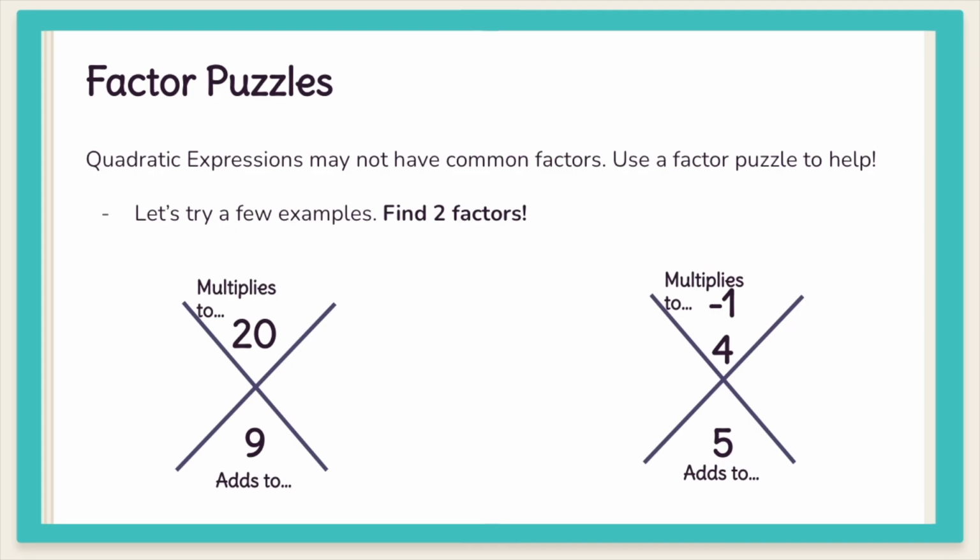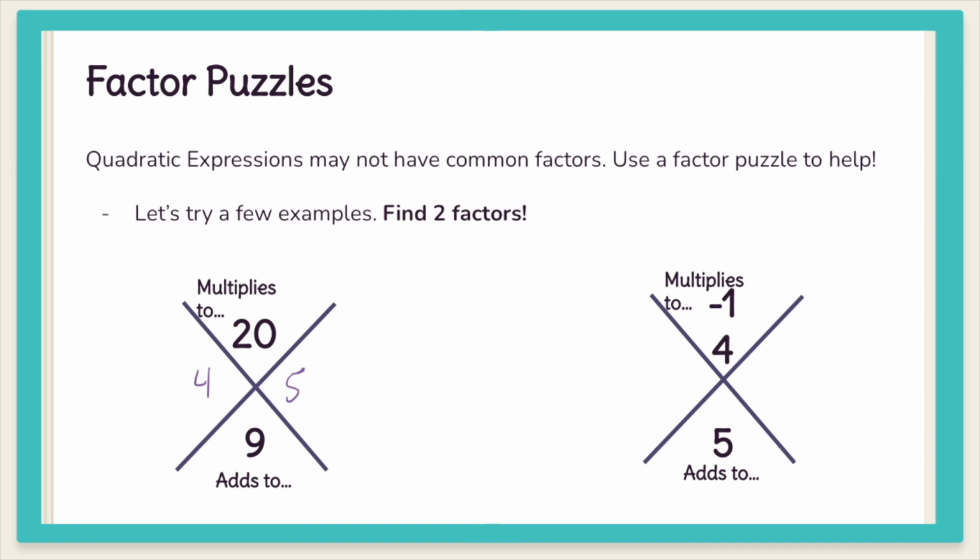So here are factor puzzles, and factor puzzles for quadratic expressions may not have common factors right away, like when we learned about GCF. So we use a factor puzzle to help us. Let's try a few examples. We're going to look for things that multiply to 20 and add to 9. So we could say, okay, 4 times 5 gives me 20, and 4 plus 5 equals 9. If we go over to our factor puzzle on the other side, it says multiplies to negative 14 and adds to 5.